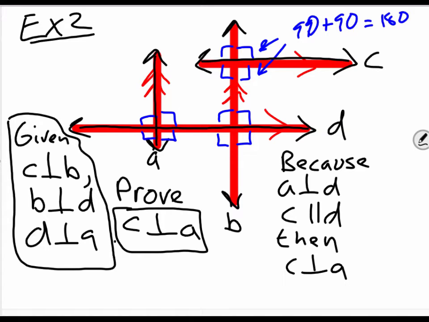And so what I would do is I would imagine extending this line. So as I extend this line, this is going to be perpendicular. Why? Because they're parallel. Because C and D are parallel, and A is like a second transversal. So if A is perpendicular to D, it will also be perpendicular to any line parallel to D. Does that make sense? And since C is parallel to D, well then A has to be perpendicular to C.